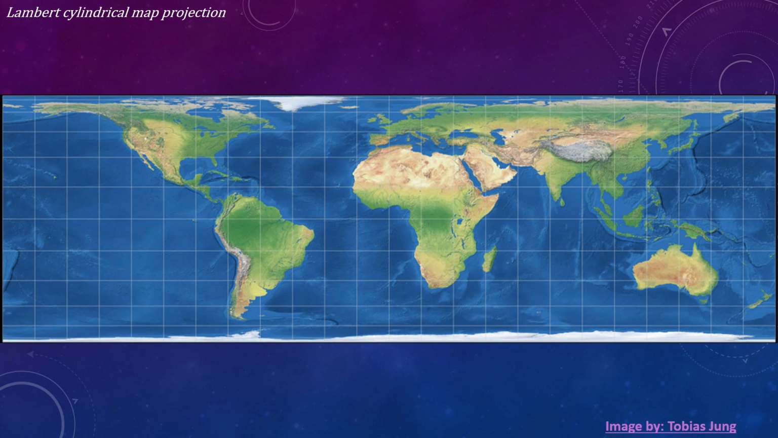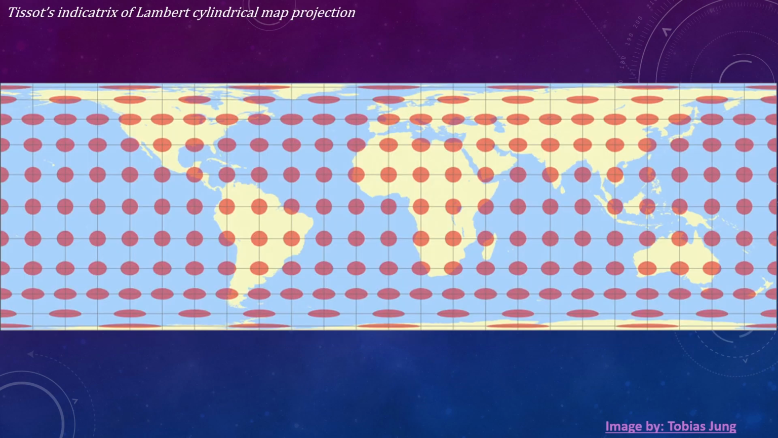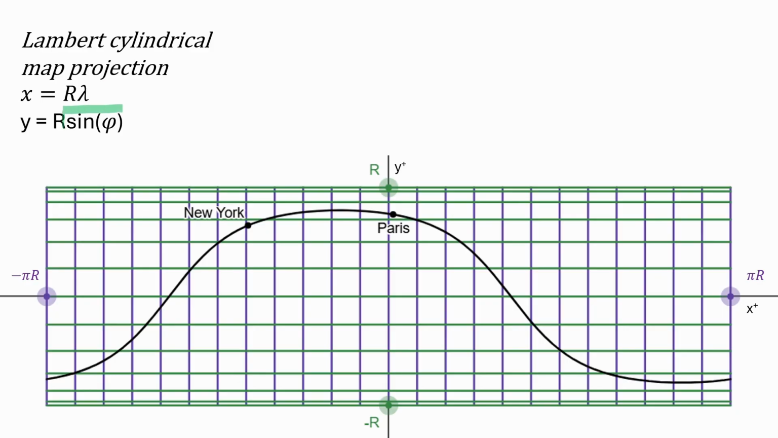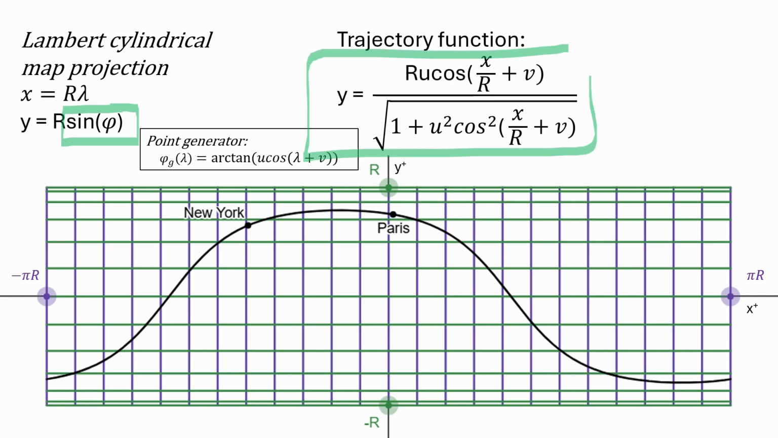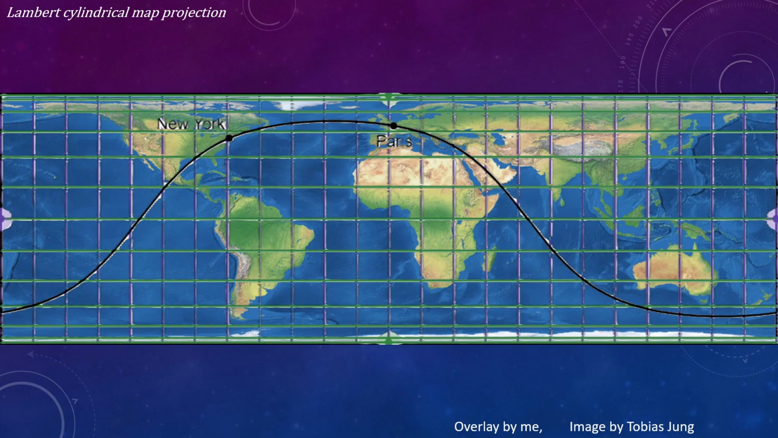It is an equal area map projection, which means whilst the shapes may be distorted, the areas are equal. So Greenland proportional to Africa are correct. You can tell that the areas are preserved because whilst the shapes are distorted, this very stretched oval is actually the same area as this circle. Like I showed earlier, the way that the map projection is defined is through a sine wave. And the trajectory function is this. And this is what it looks like overlaid.